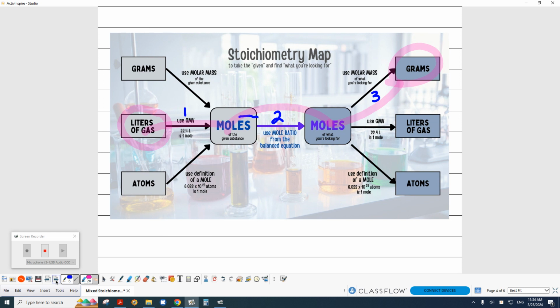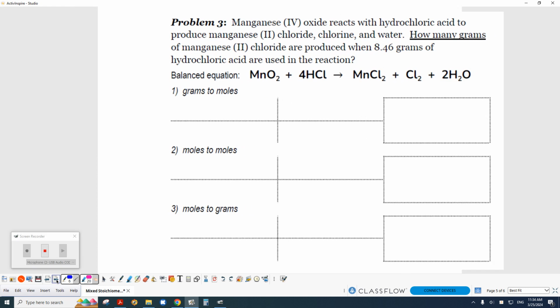Let's try another problem. This time, problem number 3. In problem number 3, manganese 4 oxide reacts with hydrochloric acid to produce manganese 2 chloride, chlorine, and water. And the question is, how many grams of manganese 2 chloride are produced? And so, which one of these is manganese 2 chloride? It's this one. And so, that's what we're looking for. How many grams of this?